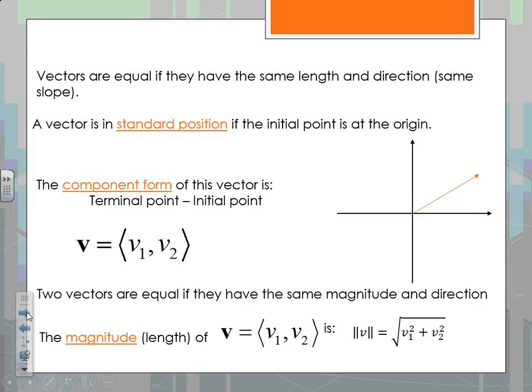So the component form of the vector is the terminal point minus the initial point. Where the vector starts and where the vector ends. This is the initial point, this is the terminal point, and then you subtract.